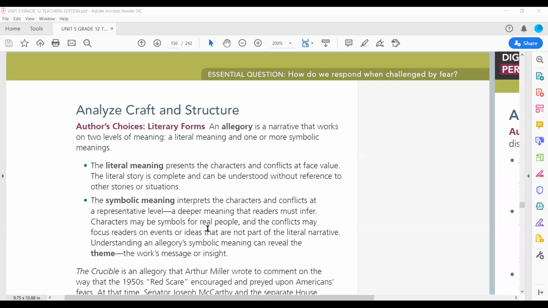Characters may be symbols for real people, and the conflicts may focus readers on events or ideas that are not part of a literal narrative. Understanding an allegory's symbolic meaning can reveal the theme, the work's message, or insight. We're going to look at some slides.